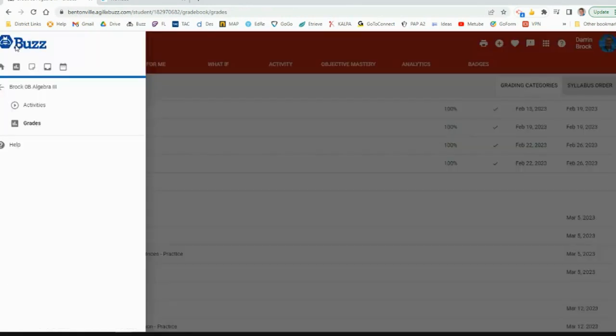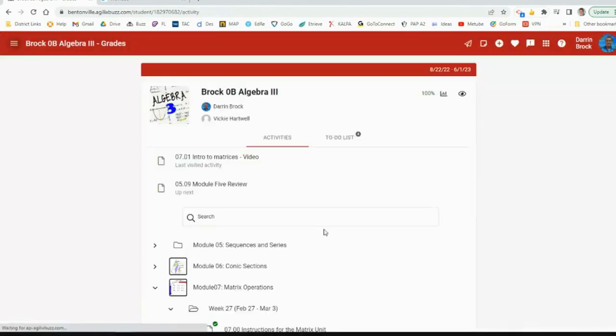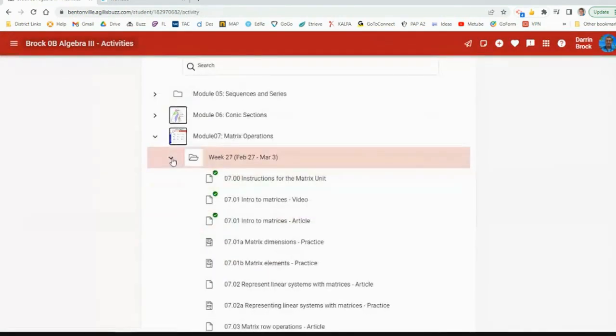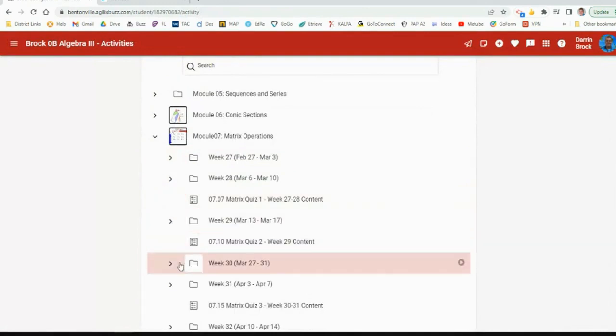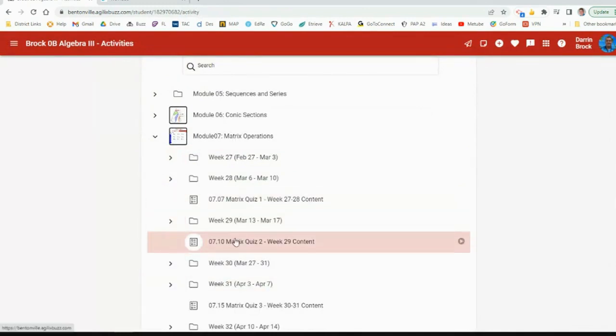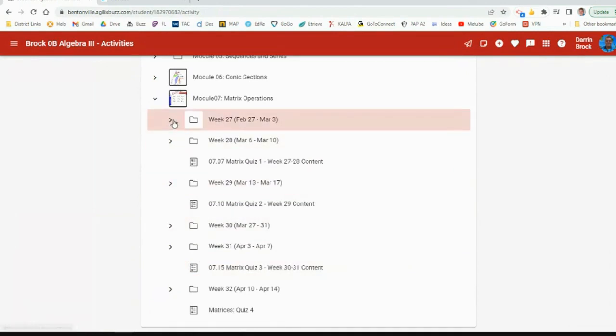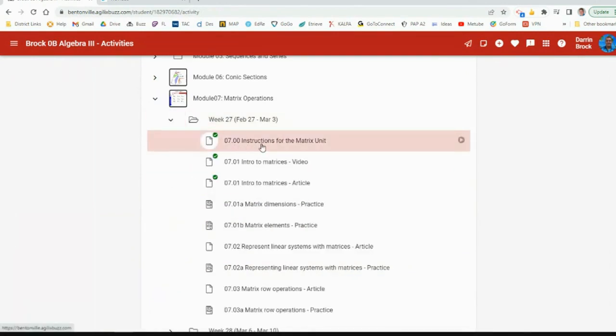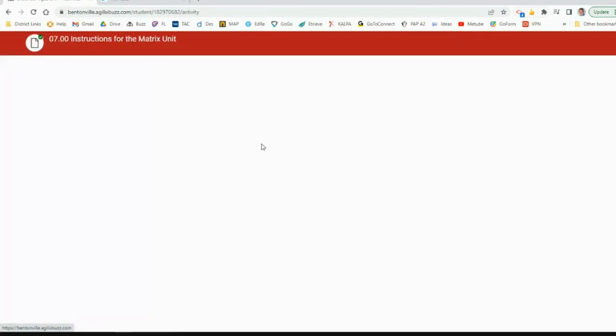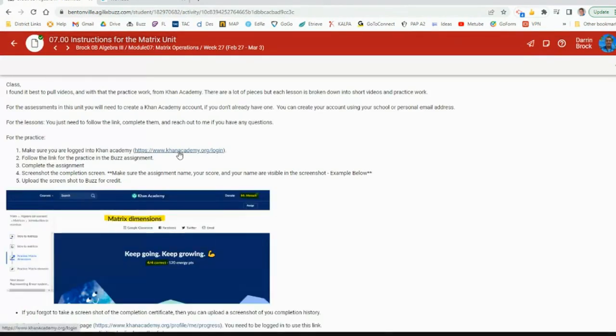When we go into the activities, it's divided by week. There's a folder for every week with the quizzes in between the folders. So looking at week 27, instructions. The first thing it tells you is you need to log in. Here's the login right here. Make sure you're logged in to Khan Academy.